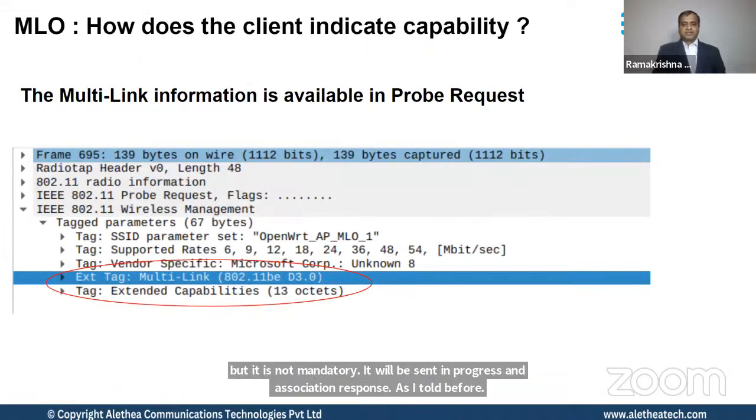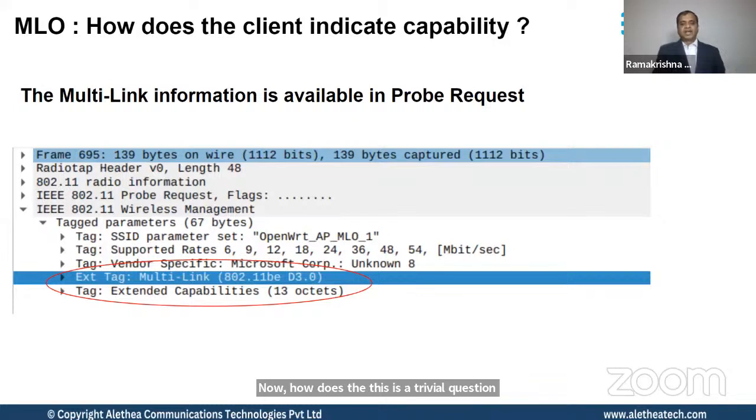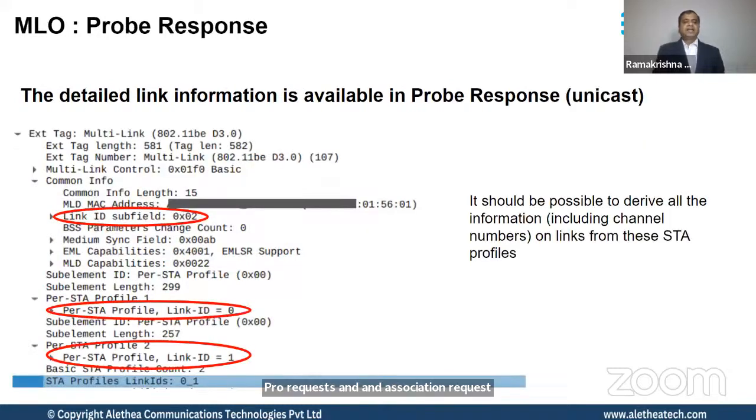Now, this is a trivial question, I would say: how does the client indicate capability? The client will also send the multi-link IE in its probe request and association request. I have expanded the probe response in this slide. Here, if you see, this AP, as in the example, has capability of 3 links simultaneously. The first link is 2, then there is link ID 0 and link ID 1. It also supports EMLSR, and I purposely did not expand the other fields because I want to show you this.